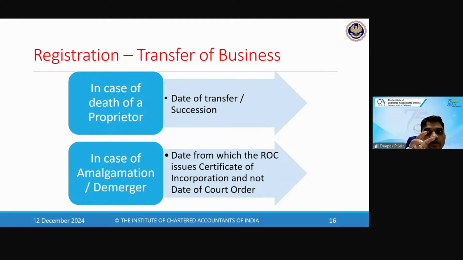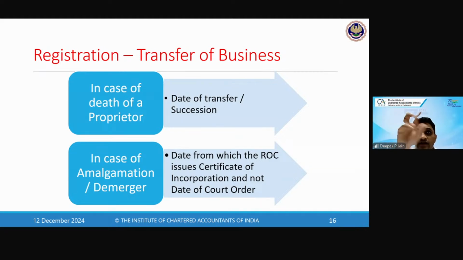Succession means where the business is getting to the legal heir. That is called succession. When the father dies, then his son takes over, that is called succession. From legal heir transfer. Okay, your transfer from a person who is deceased to his legal heir, and the legal heir is having an existing registration. That is what you mean, right?